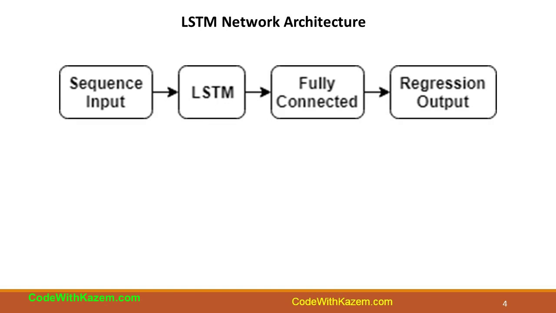This diagram illustrates the architecture of a simple LSTM network for regression. The network starts with a sequence input layer followed by an LSTM layer. The network ends with a fully connected layer and a regression output layer. We got familiar with some LSTM architecture. Now we learn how to implement these networks in MATLAB.